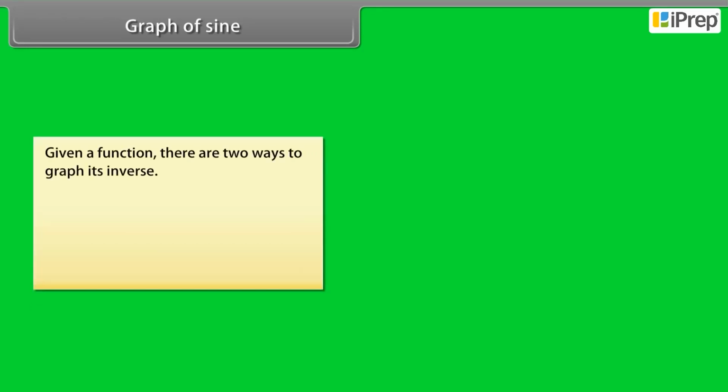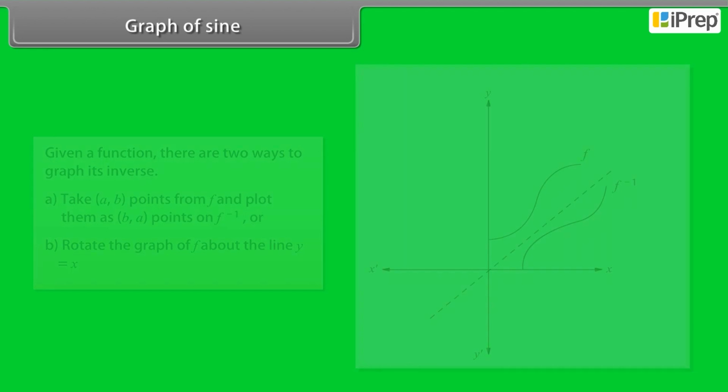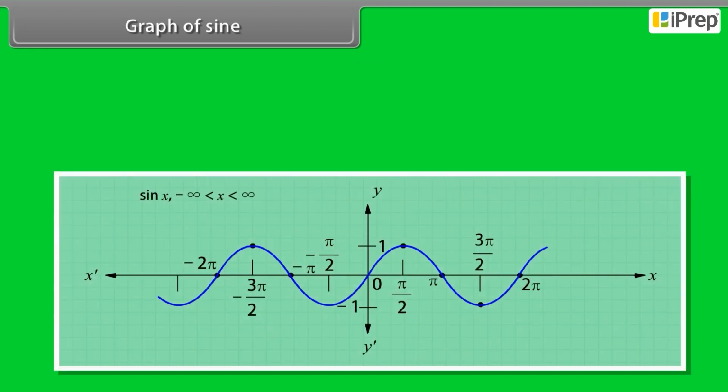Graph of sine. Given a function, there are two ways to graph its inverse. First, take (a, b) points from f and plot them as (b, a) points on f inverse. Or, second, rotate the graph of f about the line y equals x. We will begin this discussion by finding the inverse of the sine function.